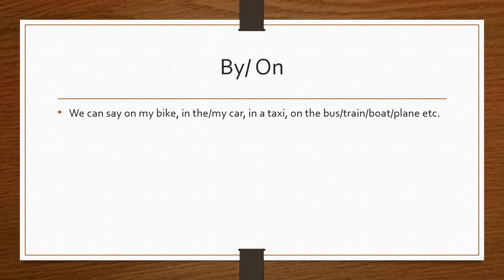Sometimes on is also used to talk about the means of transport. We can say on my bike, we can say in the car, or in my car, or in a taxi, or on the bus, on the train, on the boat, on the plane, etc. So if you really want to use the article the, then it's better to use on the bus rather than by bus.